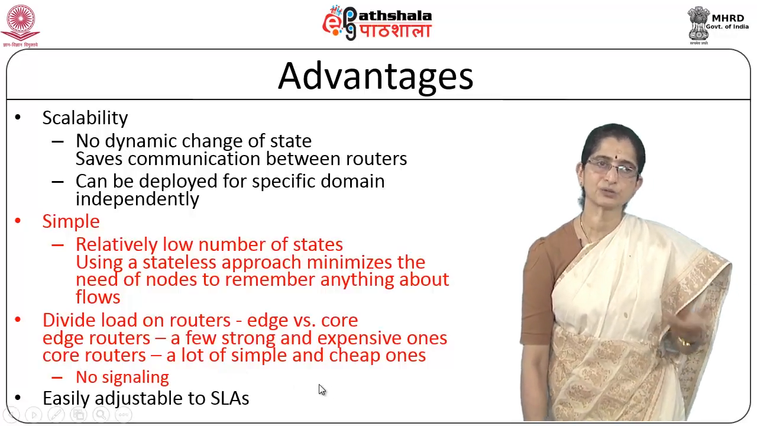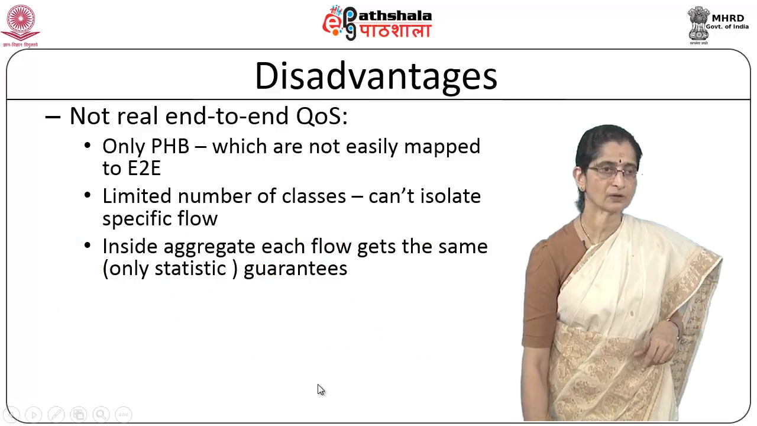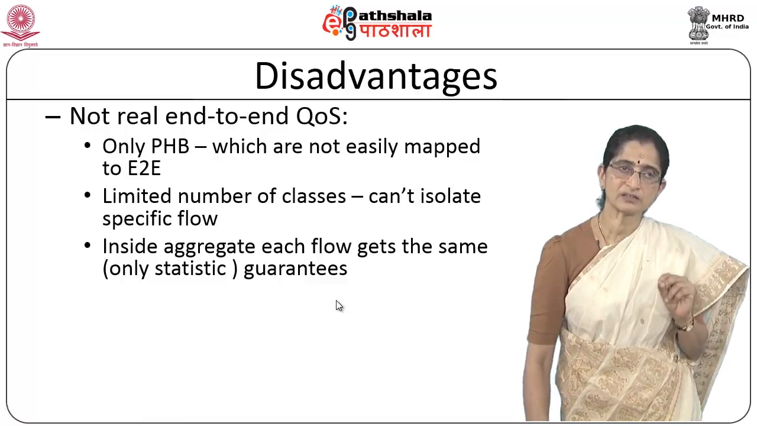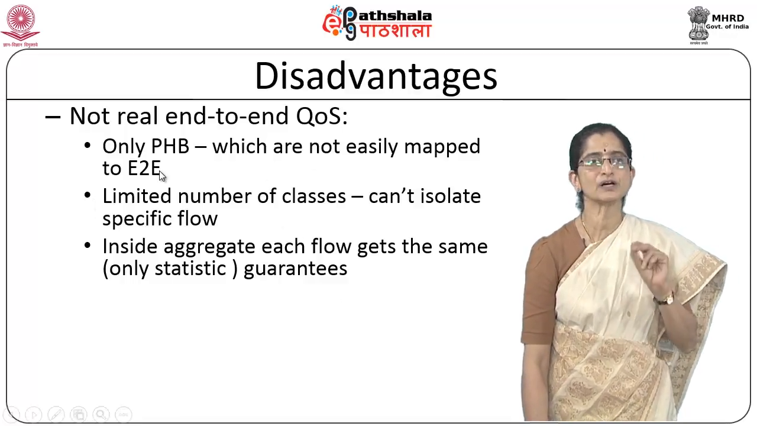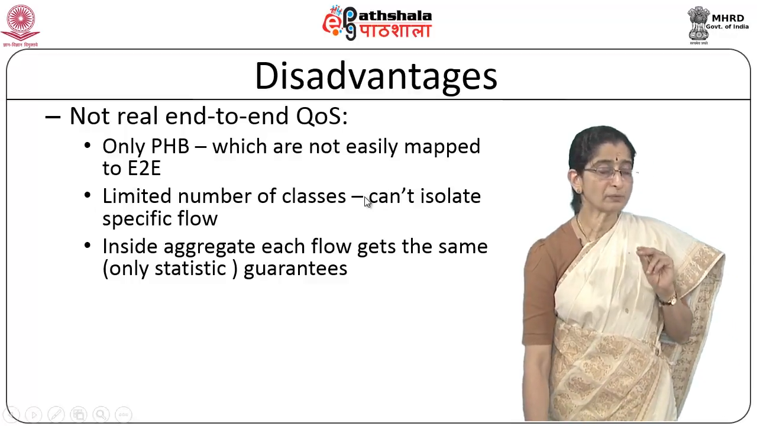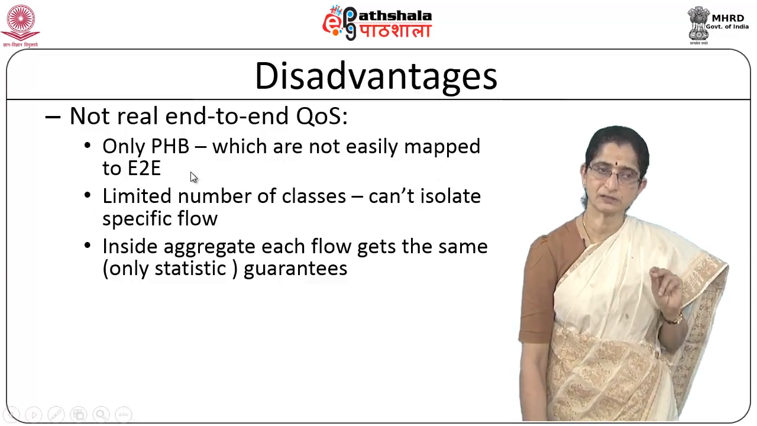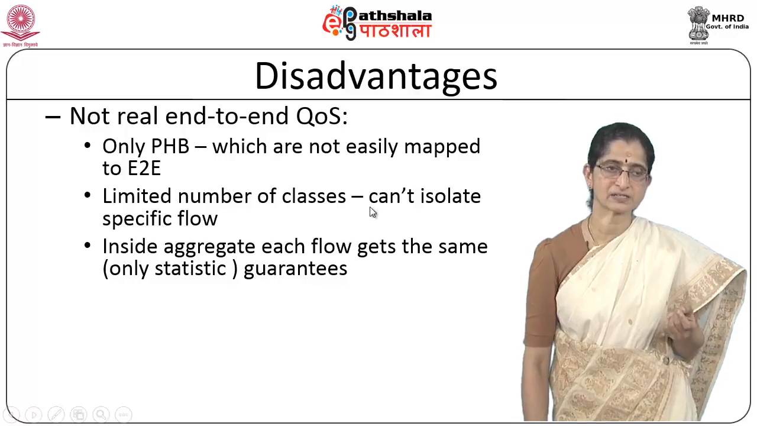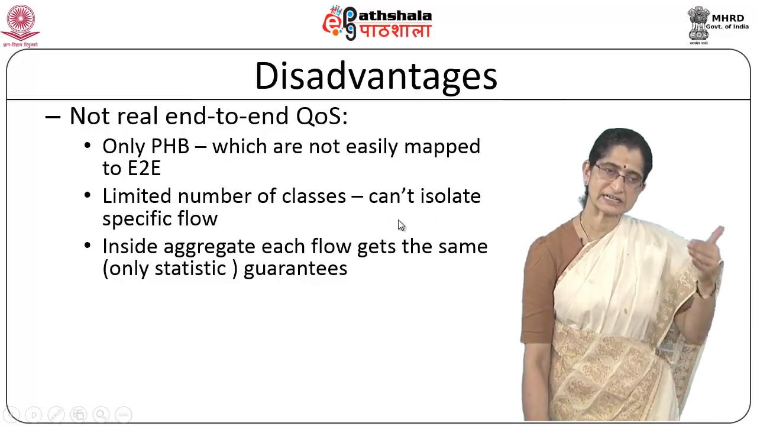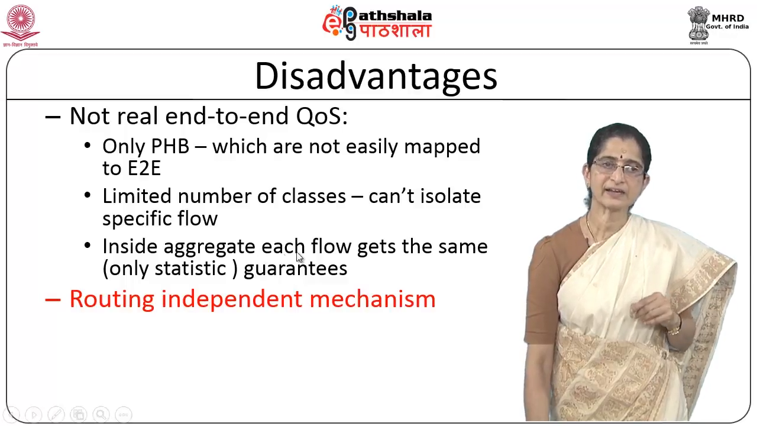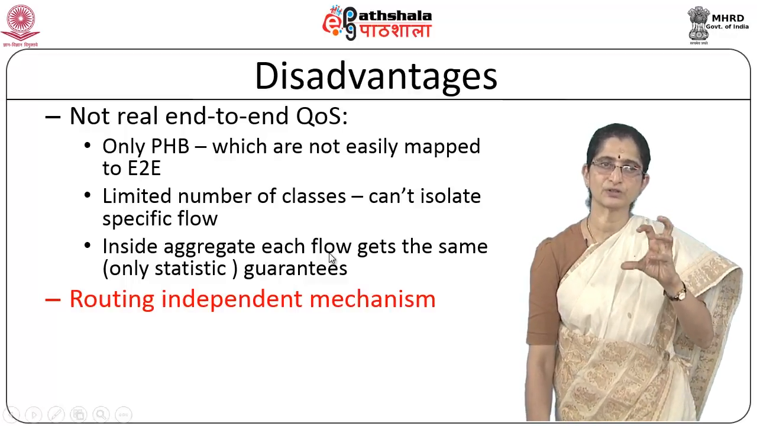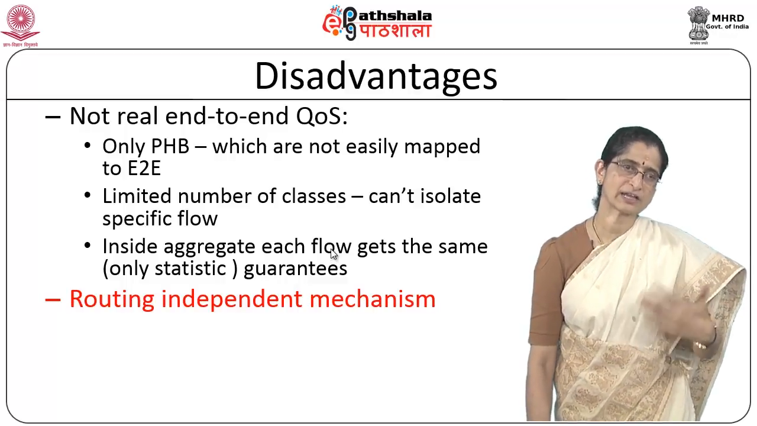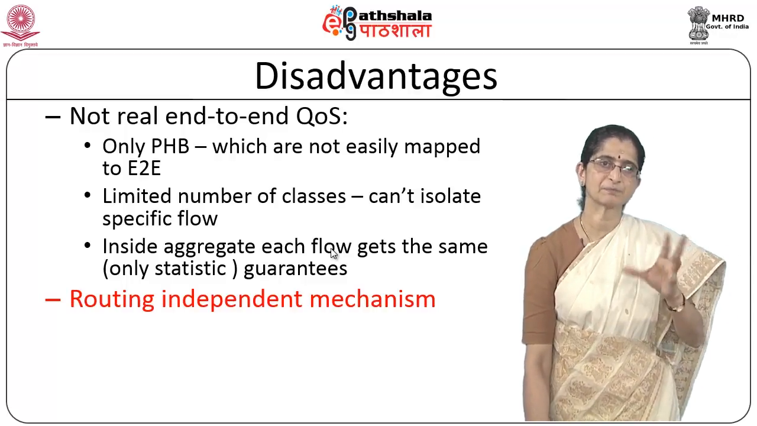And it is easily adjustable to different service level agreements. Now, if you look at the disadvantages, it's actually not a real end-to-end QoS, because remember we only have per hop behavior specified. So it may not always be easy to map the PHB to an end-to-end requirement. You can also say there is a limited number of classes, so you can't isolate a specific flow. And inside an aggregate, each flow gets the same guarantees because you're only providing aggregate guarantees. You can look at that as a disadvantage, but that also happens to be the advantage of DiffServ. So it's basically a difference of perspective.